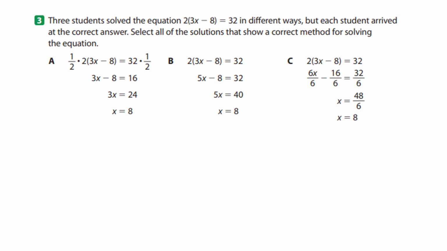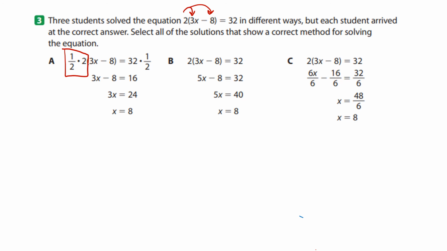Number 3. 3 students solved the equation 2(3x minus 8) equals 32 in different ways, but each student arrived at the correct answer. Select all of the solutions that show a correct method for solving the equation. So in the beginning, letter A, they took 1/2 times 2 and 1/2 times 32. This method ends up getting rid of the parentheses, where we would normally multiply 2 times 3 to get 6 and 2 times 8 to get 16. This takes out that step.